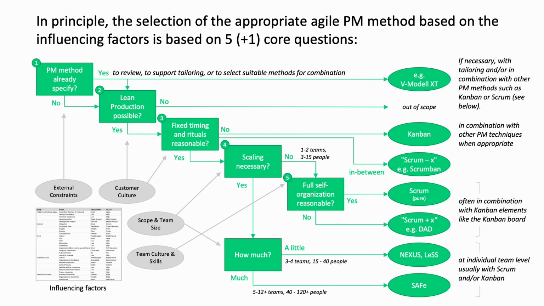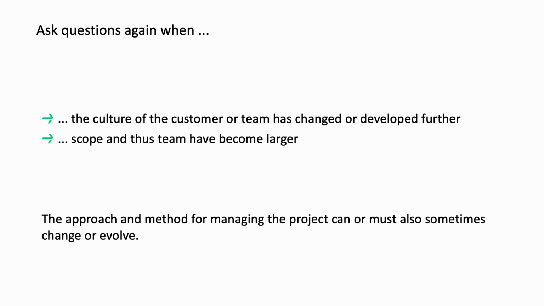So much for this, admittedly somewhat striking and simplified, process for determining the appropriate agile PM method for our project. Finally, I would just like to point out that we may have to think about these issues more than just once at the beginning of the project. In long-running projects or long-running product development, these questions may indeed arise from time to time, for example, when the culture of the organization or the teams has evolved or when the project has grown. In that case, the approach can and must evolve as well for optimal effectiveness and efficiency.